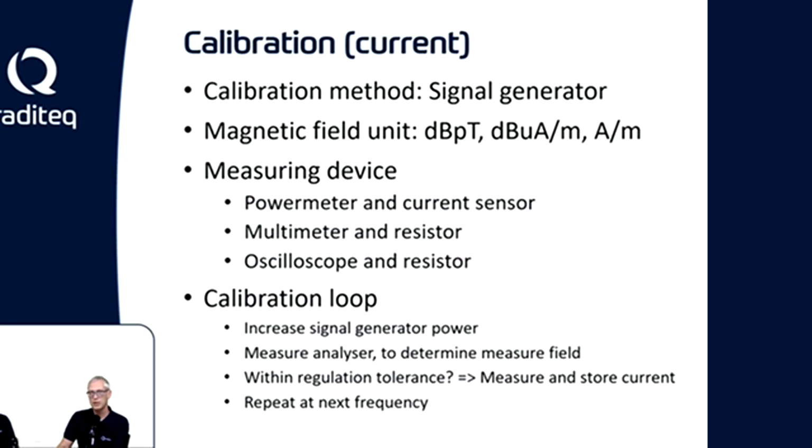The calibration method is selected to be signal generator, because in this setup we don't have a coupler, we don't have a forward power meter. The complete regulation is done on the current. So the calibration method is set to be the signal generator level.